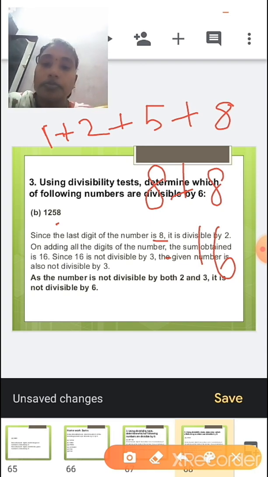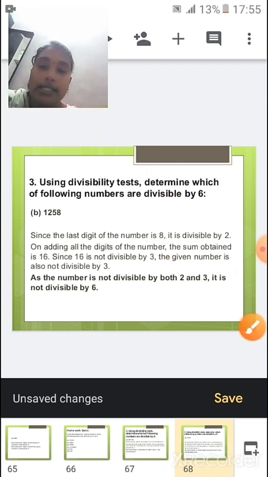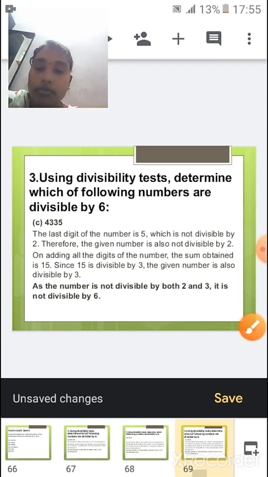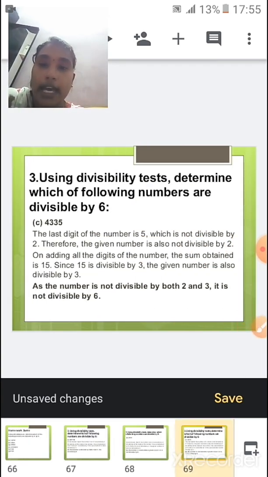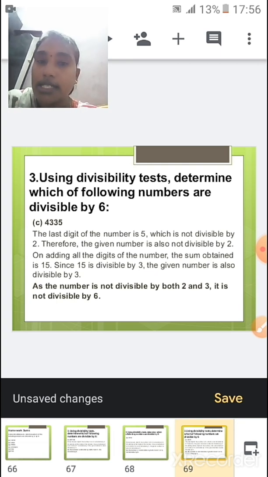Okay children? Now let's go on to the next sum. So C sum we have 4,335. So what is the number we have to check first? Yes, check the number that is present in the ones place. So what is it? 5. So is 5 divisible by 2? No. So the number 4,335 is not divisible by 2.